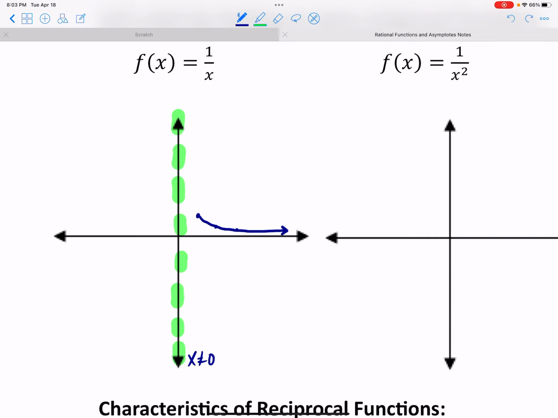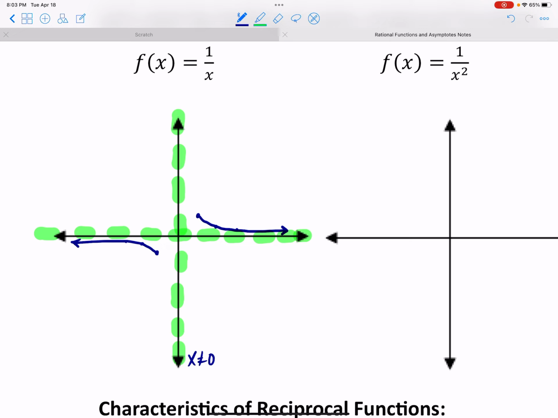And the same is going to happen on the other side, except we're looking at negatives. When I put in a negative 1, I get negative 1. Put in a negative 2, I get negative 1/2. And again, my fraction is going to get smaller and smaller and infinitely close to the x-axis. So we're going to have a horizontal asymptote in this graph as well, because those ends are going to be approaching 0. As x gets infinitely bigger and infinitely smaller, we know what's happening.